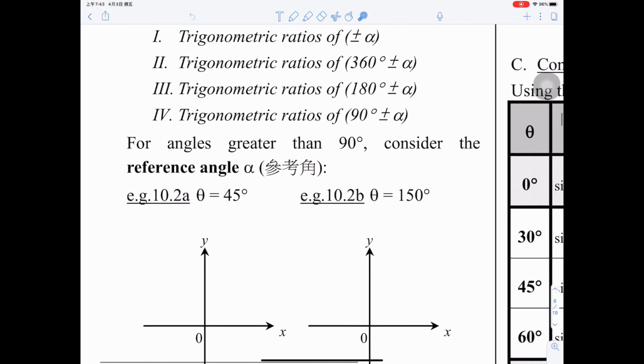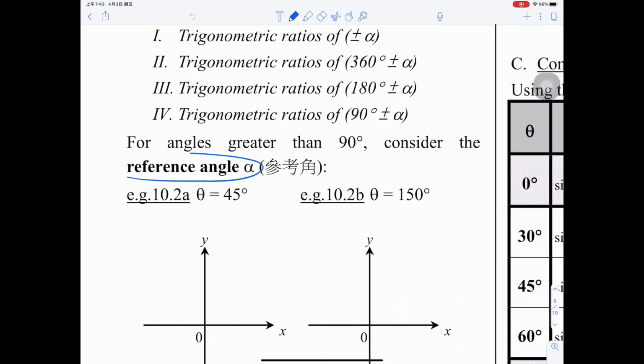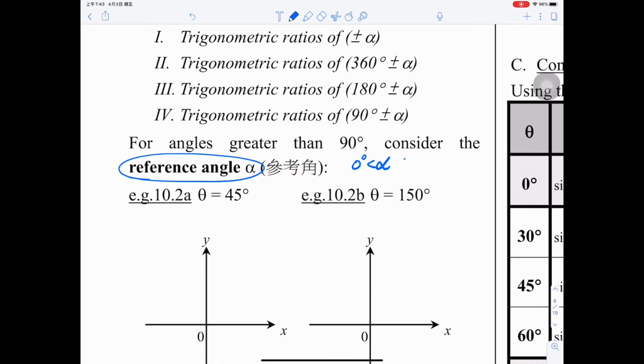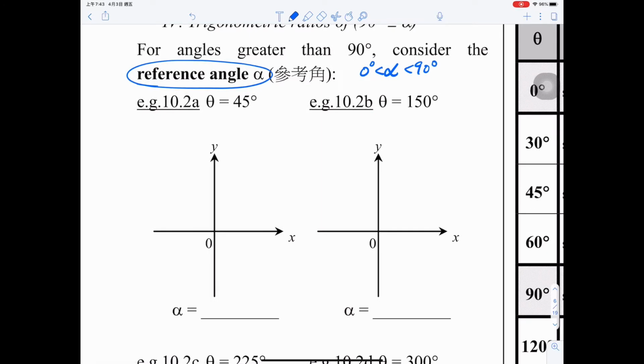Before we find the ratios, let's talk about the reference angle. Here the reference angle alpha is between 0 degrees and 90 degrees. So for angles greater than 90 degrees, we need to consider the reference angle to help us find the ratios. For example, if theta is 45 degrees, this is also alpha. So alpha is also 45 degrees.